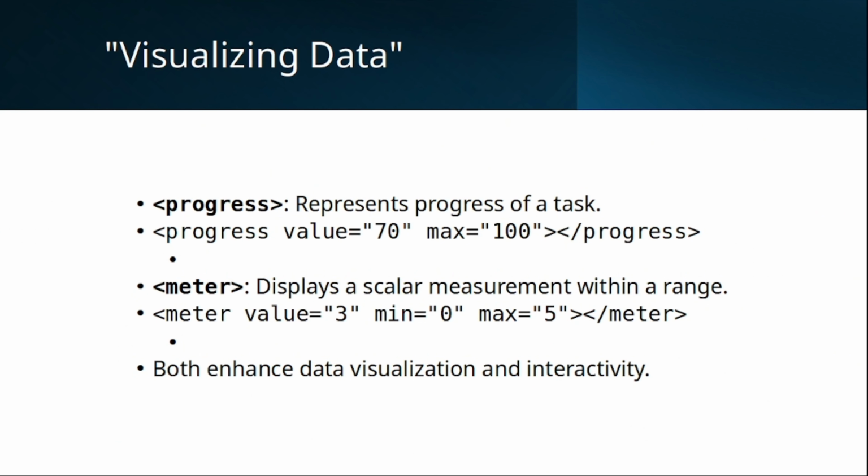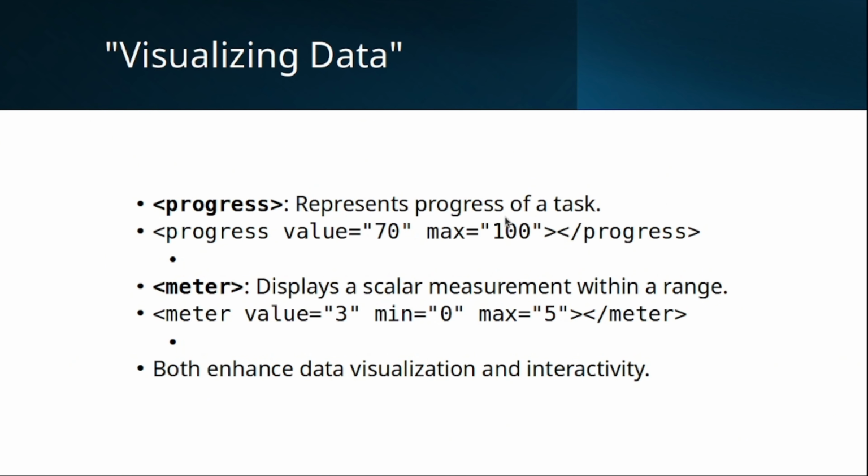And we have a meter. Meter displays a scalar measurement within a range. For example, we have a meter tag, and its attributes are value, min, and max. The value is 3, the minimum is 0, and the maximum is 5. So the meter ranges from 0 to 5, and its value is 3. Both enhance data visualization and interactivity. So we can see this visualization.